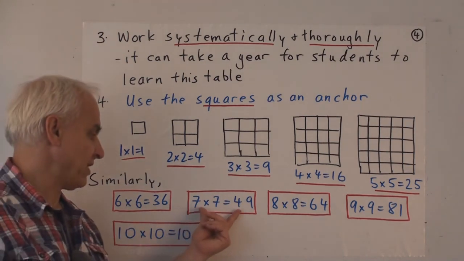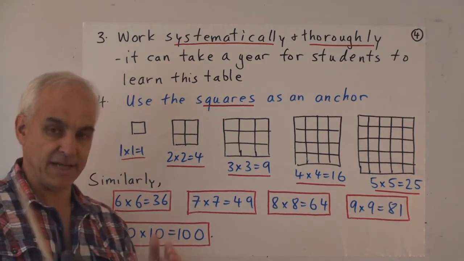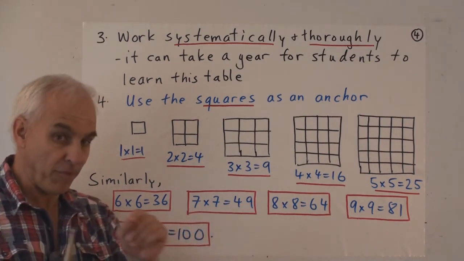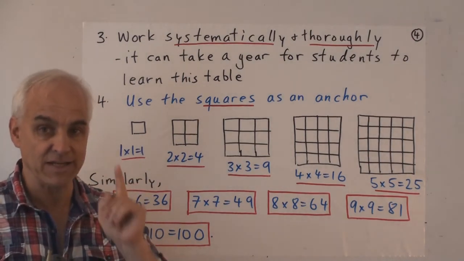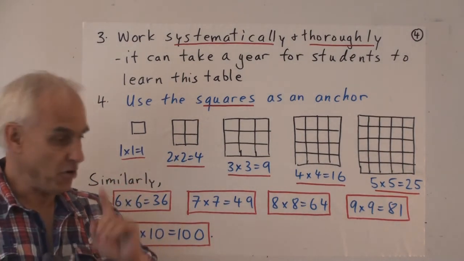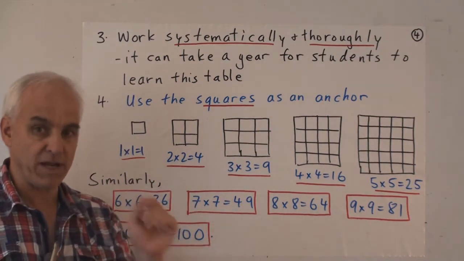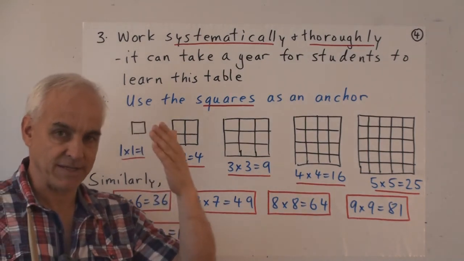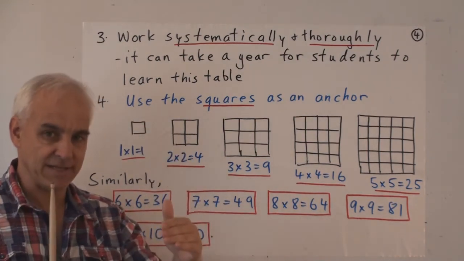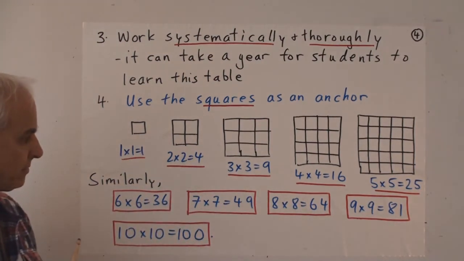And for something like 7 times 7 equals 49, it's good for the student at some point to actually see a 7 by 7 square and to count them and to check that yes, there are in fact exactly 49 cells in this square. Not 48, not 50, not 73, but exactly 49. So it's not just something that you memorize because someone is telling you. It actually represents a physical reality that you can check. Same with all of them.